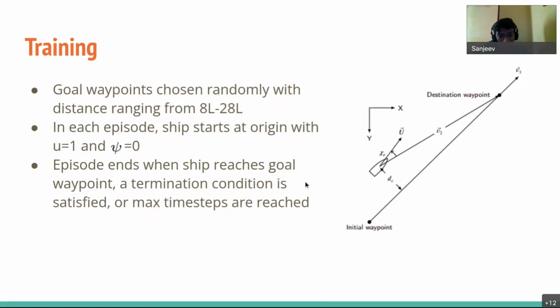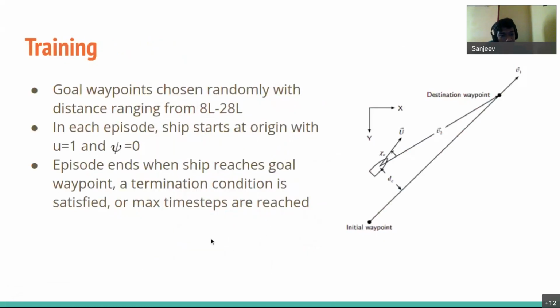And the episode ends when it reaches the goal point, or if it goes away from the waypoint, we also have a termination condition that will stop the episode. The episode will also end when the maximum number of time steps is reached.